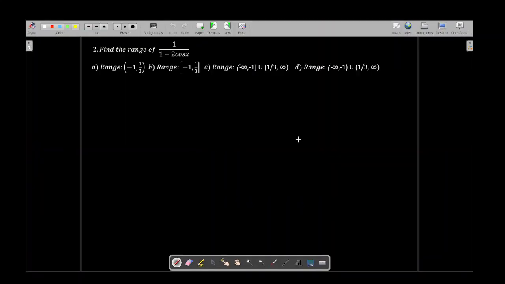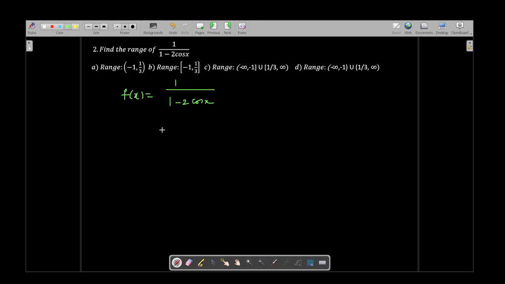Hello and welcome. Let's continue our discussion on finding the domain and range of trigonometric functions in this video as well. So we have a function f of x. F of x is equal to 1 by 1 minus 2 cos x. We need to find the range of this function. So let's start with cos x because we have cos x here.